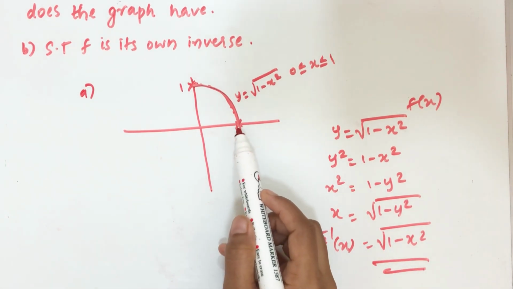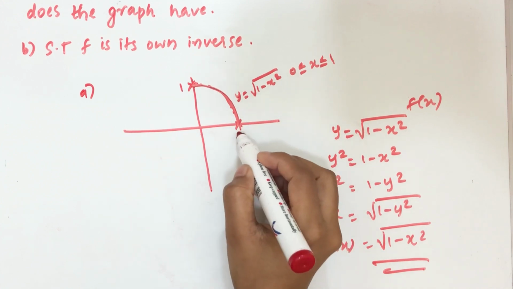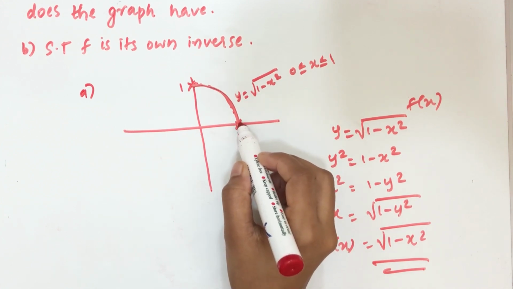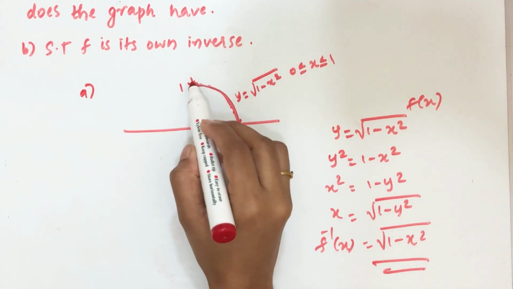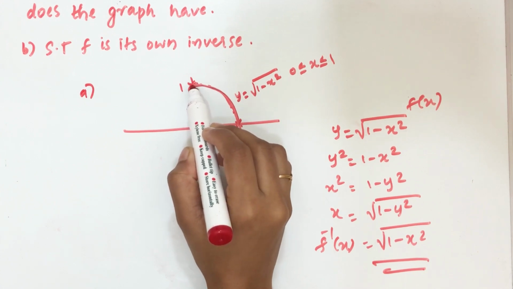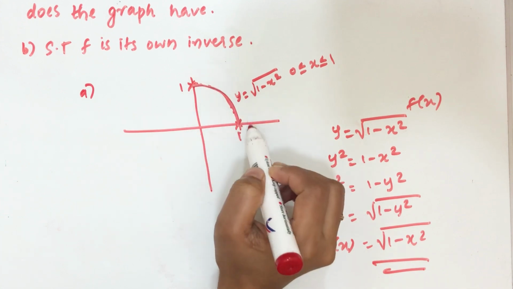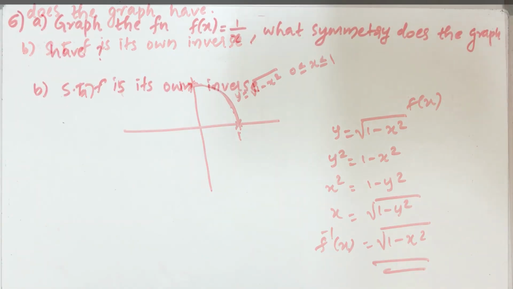Or if we try to draw the graph of f inverse, we see here the point is 1, 0, so it will become 0, 1 here. And here the point is 0, 1, and it will become, by reversing, 1, 0 here. So it is the same f inverse.